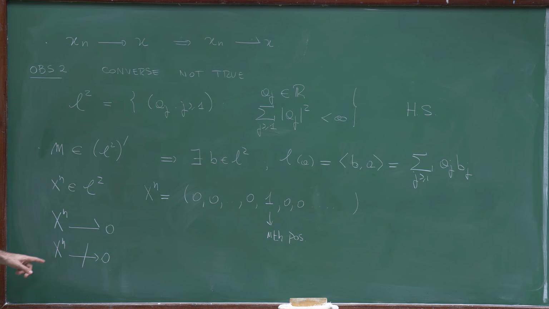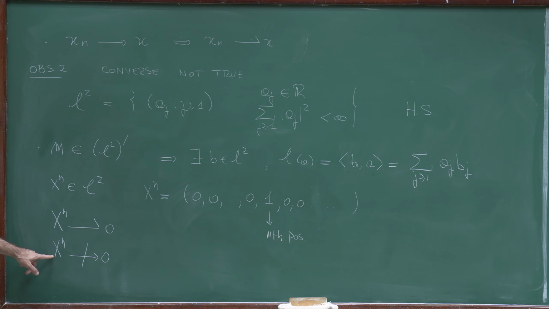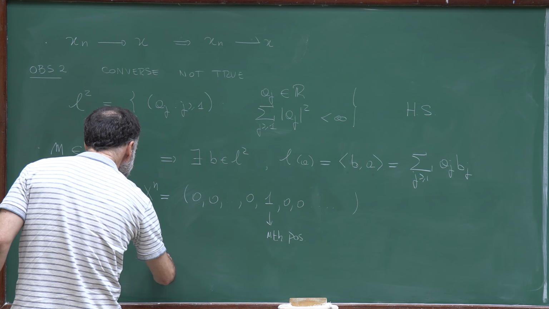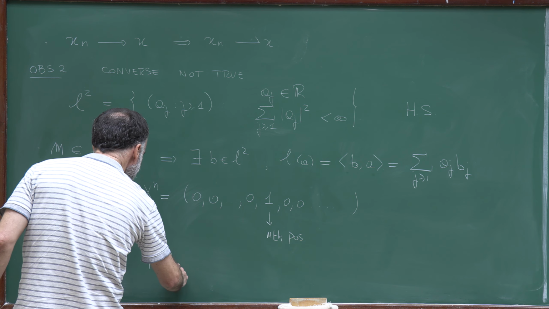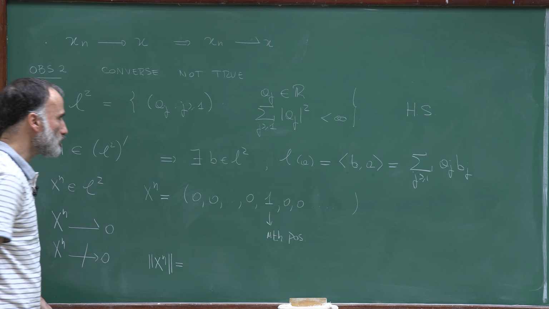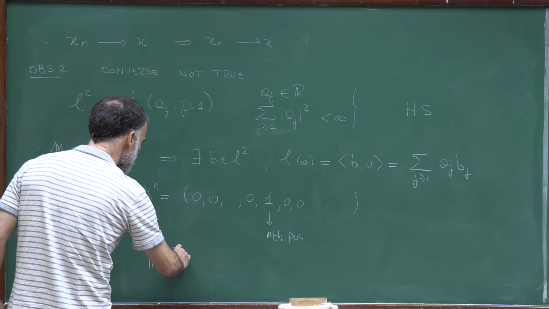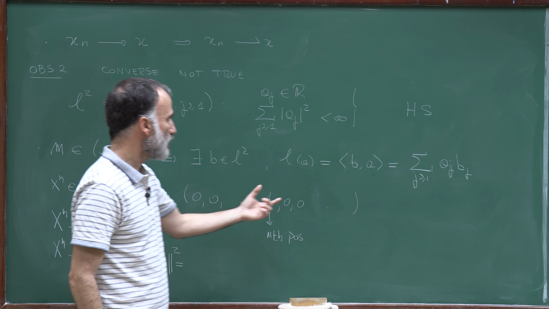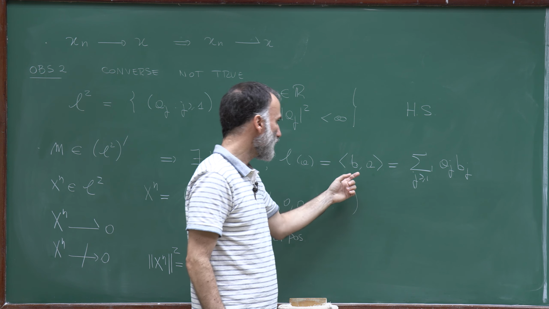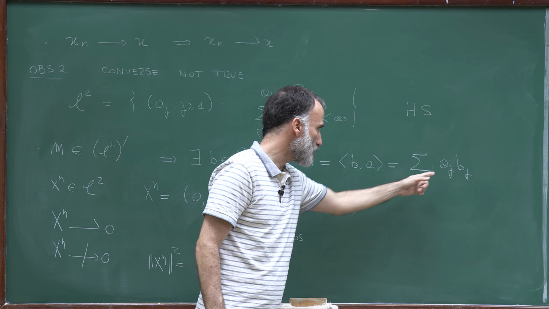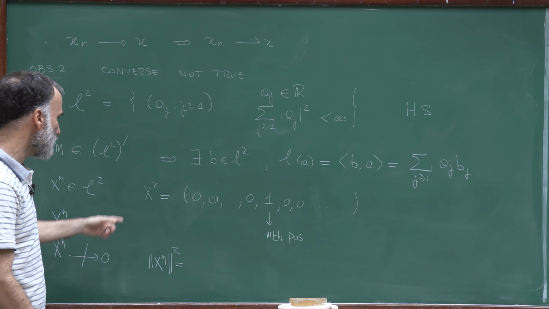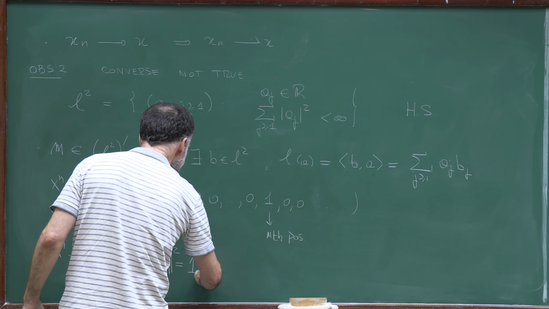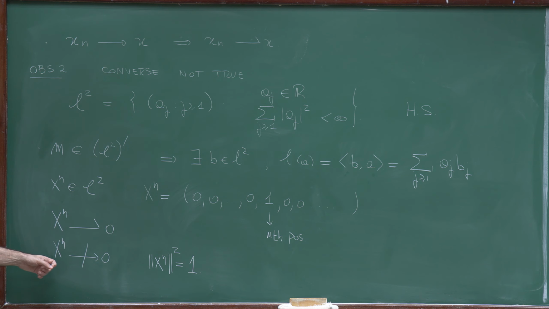That xn doesn't converge strongly to 0 is easy, because you just take the norm of xn in L2. So let me take the norm square. The norm square in this space is given by the scalar product of xn with xn, which is the sum. And you see that by definition of xn, this is constant, equal to 1. So it's clear that xn does not converge to 0 strongly. Now let me show that xn converge weakly to 0.